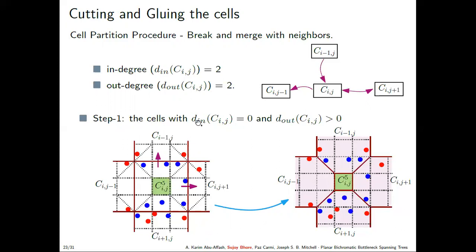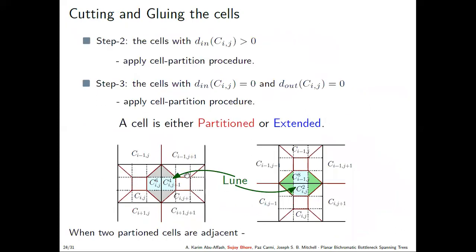So step 1 is when the in degree is 0, as you can see here, and the out degree is greater than 0. Then we apply the cell partition procedure and use these trapezoids to break these cells and attach them to their neighbors. There are 2 other steps, where the in degree is greater than 0, and where the in degree and out degree both are equal to 0. In both of these cases also we apply the cell partition procedure.